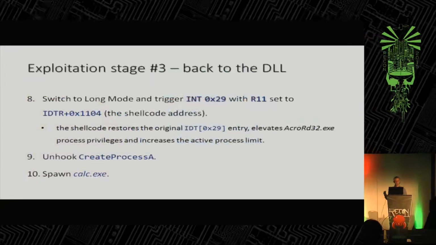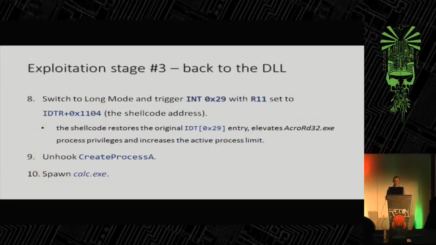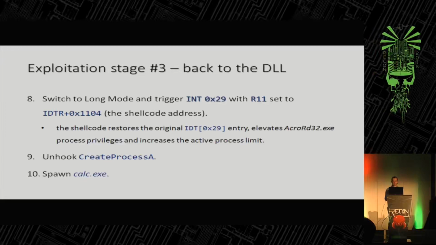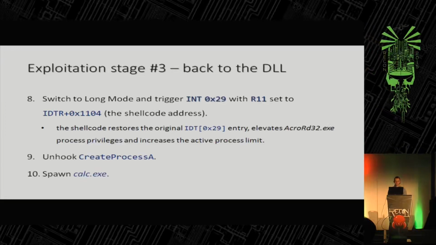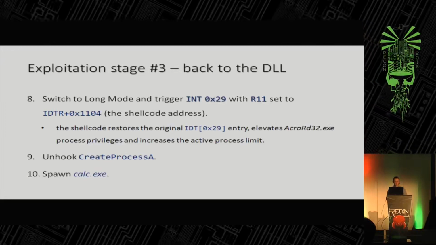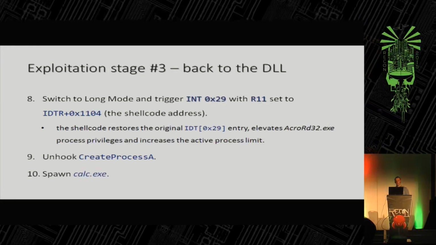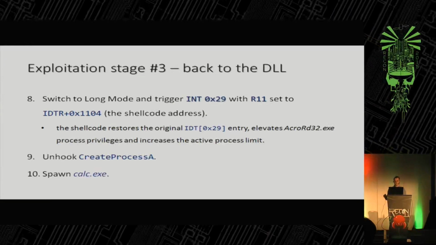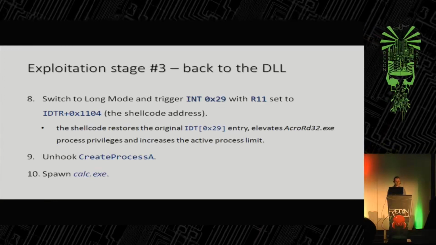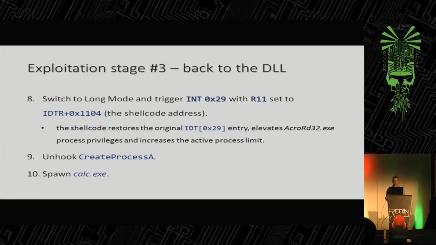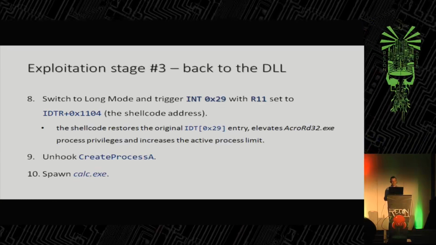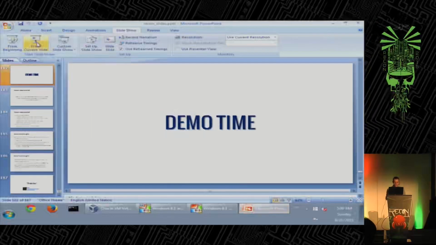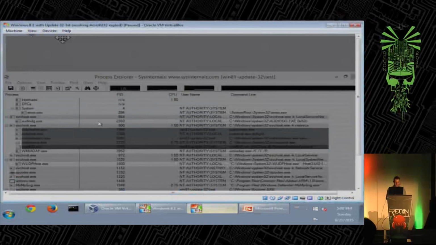And once this is done, the only thing left for us to do is to trigger the function pointer that we have overwritten, with R11 set to the address of the shellcode that we have put in kernel memory. And what the shellcode does is the same thing as it did for 32-bit versions of Windows, so it just elevates the privileges of the Adobe Reader process and increases the active process limit. After that, we also unhook CreateProcessA and spawn calculator. So I will show you the demo of this in my other virtual machine.